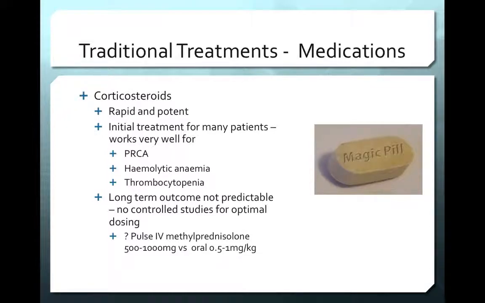If we look at the traditional treatments that have been tried for lupus and cytopenias, corticosteroids have a rapid and potent response. They're initial treatment for many patients and they work really well for pure red cell aplasia, hemolytic anemia, and thrombocytopenia. However, the long-term outcome is not predictable, and there's no controlled studies for the optimal dosing. For example, we're not really sure whether we should be giving big doses of methylprednisolone, 500 to 1,000 milligrams, or whether we should be giving oral 0.5 to 1 milligrams per kilo.